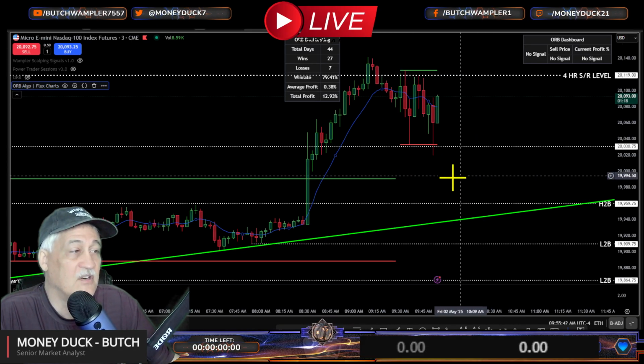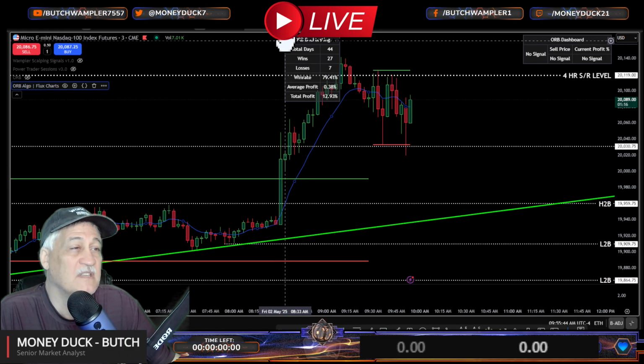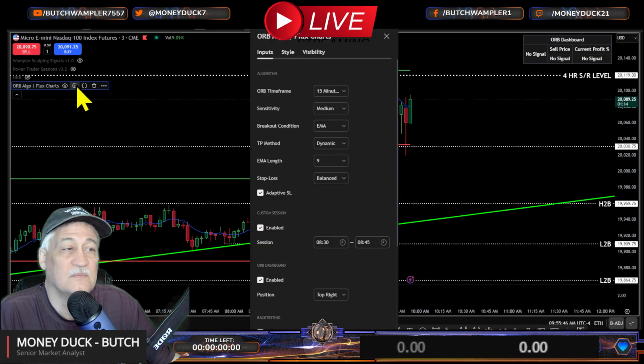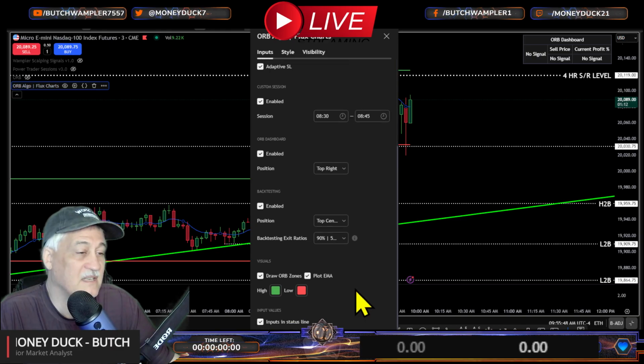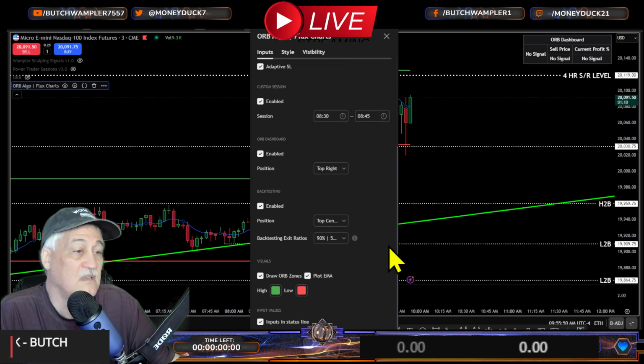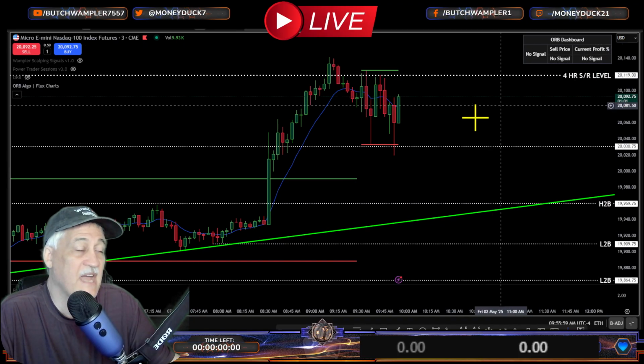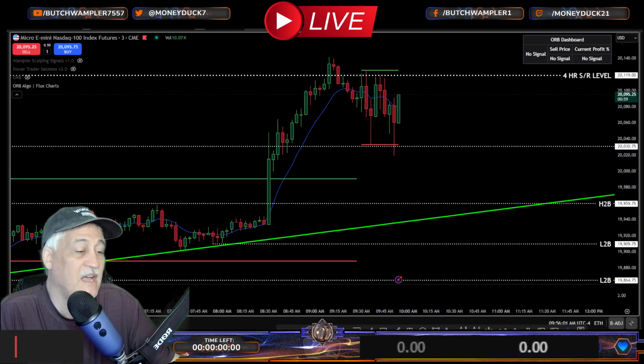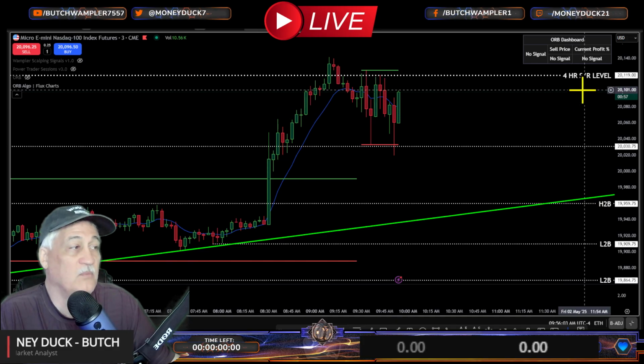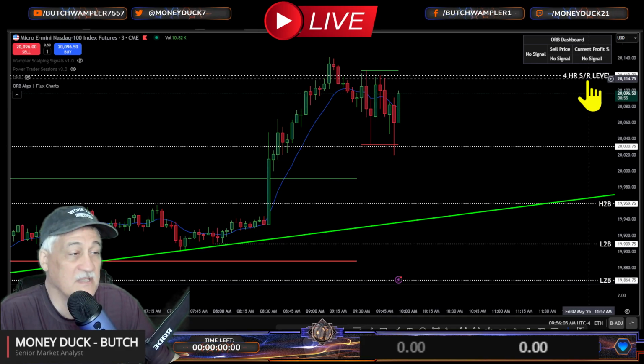Something else to cover is that, and can I move this backtesting? We don't really need the backtesting indicator on. Where's that at? I'm going to go ahead and shut the backtesting box off, because we don't really need that right now. We'll keep the dashboard open. And one thing is, we need to be aware of our 4-hour support resistance level.